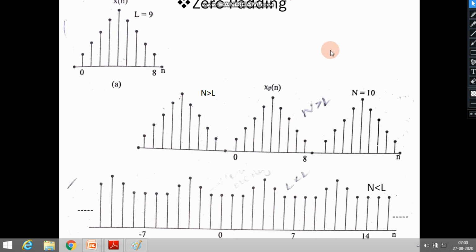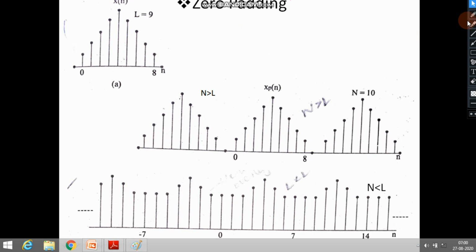Before moving to the problem of DFT, two things have to be considered here. The first one is zero padding, and the second is the properties of the twiddle factor. We can consider what the twiddle factor is, but before going to the twiddle factor, we are going to consider zero padding. What is zero padding?